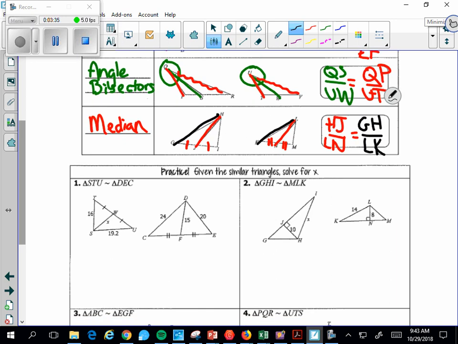So, for example, they told me here that STU is similar to DEC, in number one. STU is this one, DEC. Since it is similar, I want to make sure I'm maintaining the order of these. For example, if I'm looking at STU, U lines up with C. That's how I'm making that shift and making that distinction of what angles are congruent and what I can say is proportional.